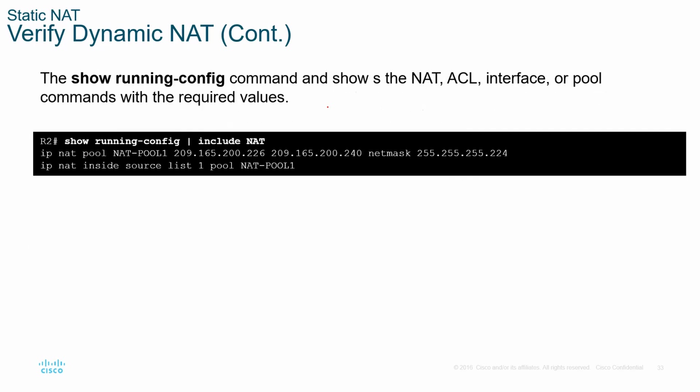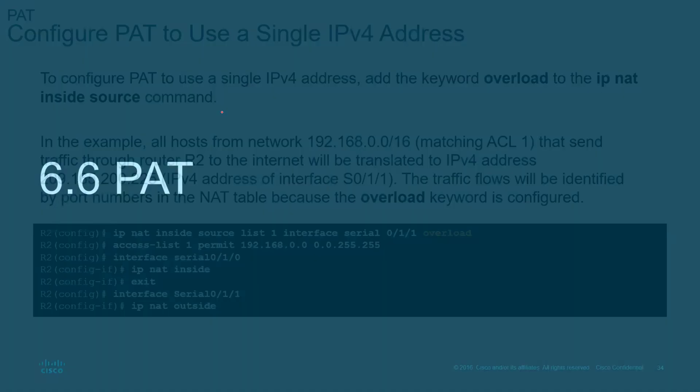Show running configuration. Show run can give us an idea of how we have created our NAT. So this is dynamic NAT. We have created a pool and we have tied that pool to ACL number 1, basically. That is what the show run is showing us.